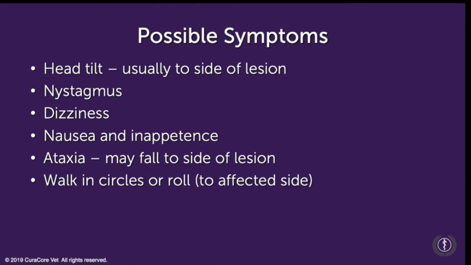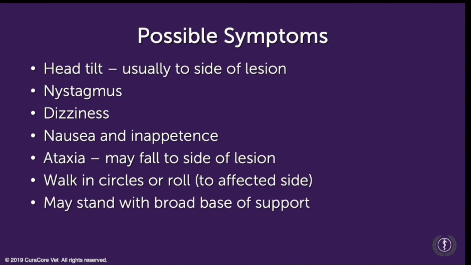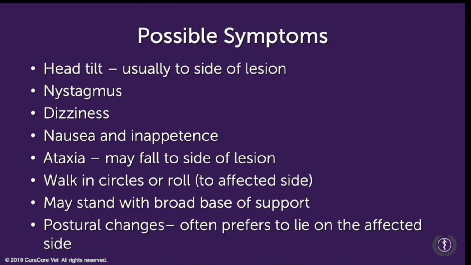They may walk in a circle or roll to the affected side, and they can also stand with a broad base of support to help with their balance. But this can also be in bilateral vestibular issues where they won't particularly have a head tilt, but they'll be standing with a very broad base of support, and when they walk, they sway their head back and forth with that. And then postural changes, they'll typically want to lie on their affected side.